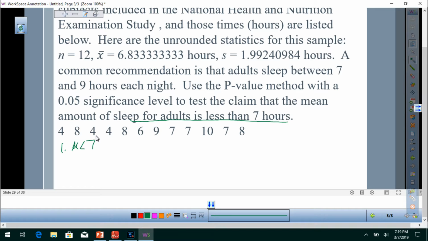Now, the requirements, I just about forgot about this. The sample is a simple random sample. The second requirement is that the population is normally distributed or n is greater than 30. The sample size is n equals 12, which does not exceed 30. So we must determine whether the sample data appear to be from a normally distributed population. Okay, and let's do that real quick.